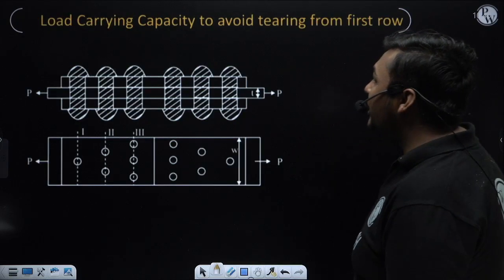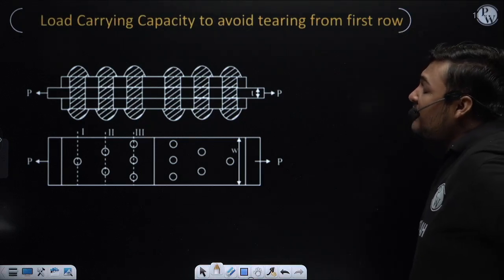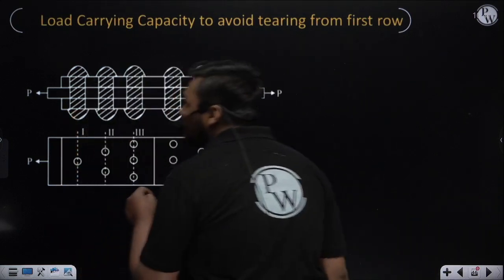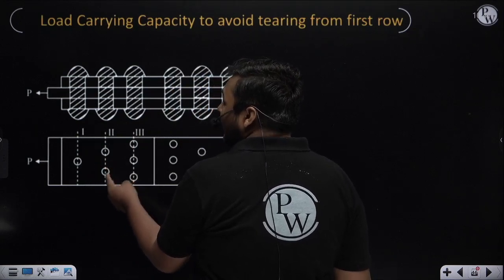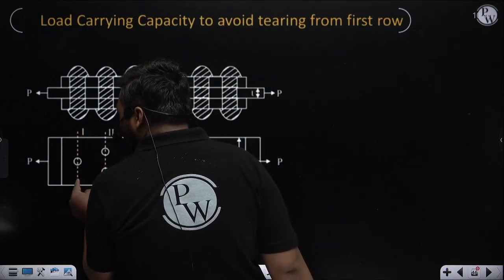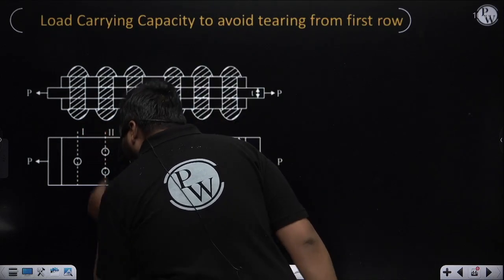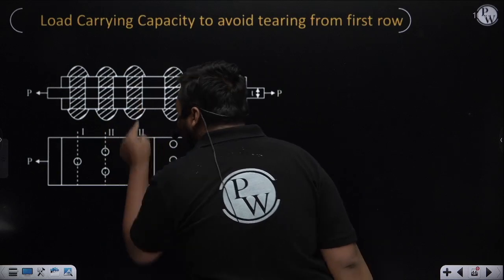Now here we need to understand tearing load carrying capacity. Here we will calculate the tearing load carrying capacity to avoid tearing failure from the first row also. If the number of rivets in a further row is more than this row, then we will calculate the tearing load carrying capacity to avoid tearing from the second row also. Then we will calculate the load carrying capacity to avoid tearing from the third row also.